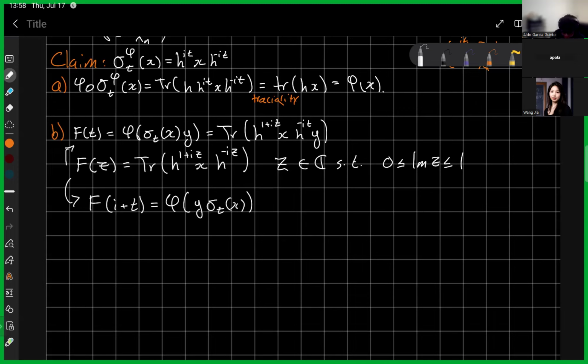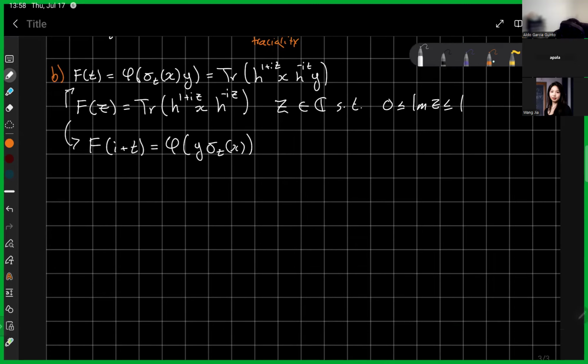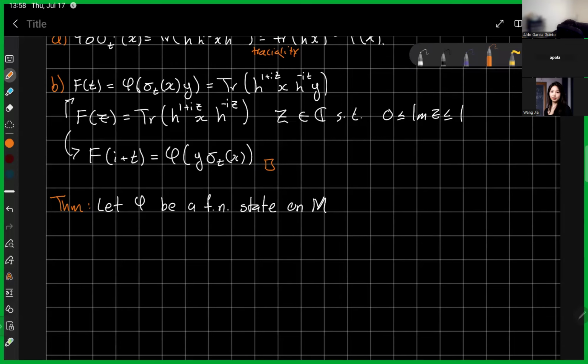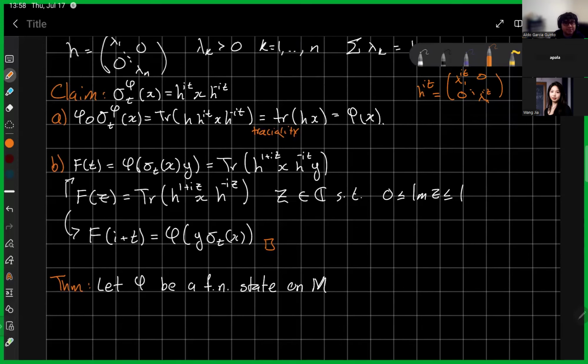Okay, so one of the things that I mentioned while I was working on the standard form was the existence of a conditional expectation. In the case of a state, I want to give you also a characterization of when such a conditional expectation exists. So let phi be a faithful normal state on M. Oh, by the way, this finishes the fact that this gives us the claim. I feel like I should have said that.